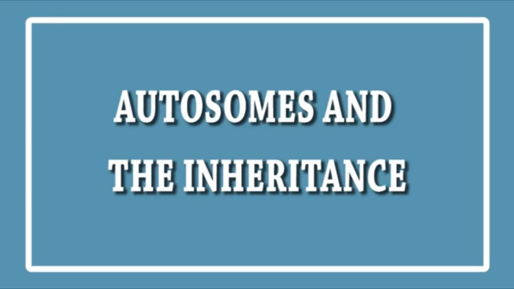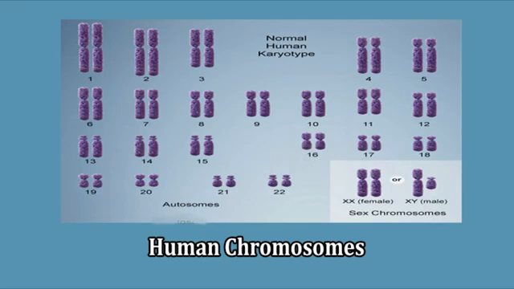Autosomes and the inheritance. Autosomes are the non-sex chromosomes. Humans have 22 pairs of autosomes and 1 pair of sex chromosomes. When the genes present in any of the autosomes get inherited to the next generation, it is termed autosomal inheritance. Autosomal inheritance of disease will affect both male and female children equally.